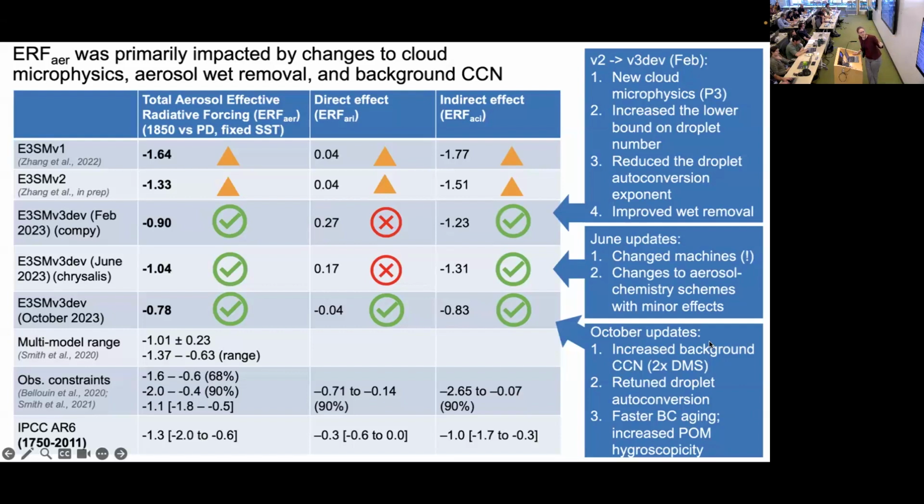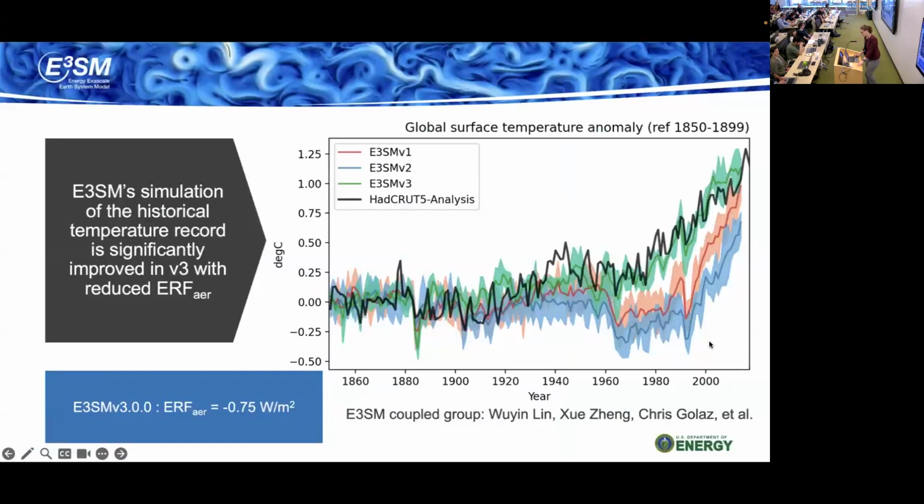After that, we found a problem where changing from one machine to another significantly increased the strength of the aerosol forcing. So it took a little while to figure out this machine dependency issue. And there were also some changes to the aerosol and chemistry schemes that were added, which had minor effects on the aerosol forcing. And then finally, in October, we made a few more changes. We increased the background CCN to reduce this PDPI aerosol difference. We retuned the autoconversion again, and we increased the aging speed for black carbon and the hygroscopicity of particulate organic matter, which means that it's removed through wet removal more rapidly.